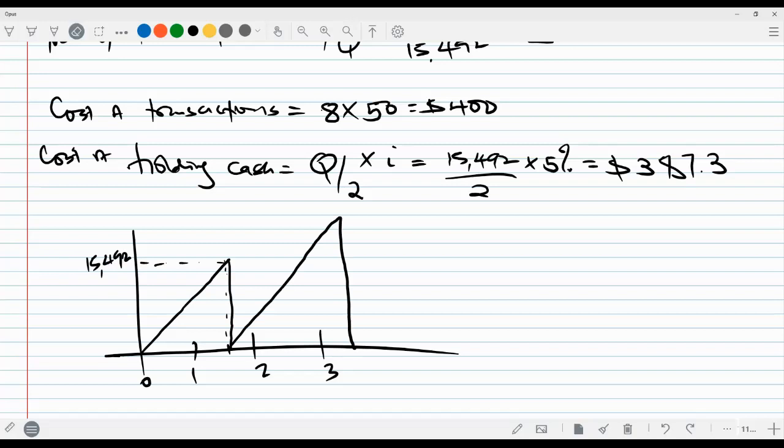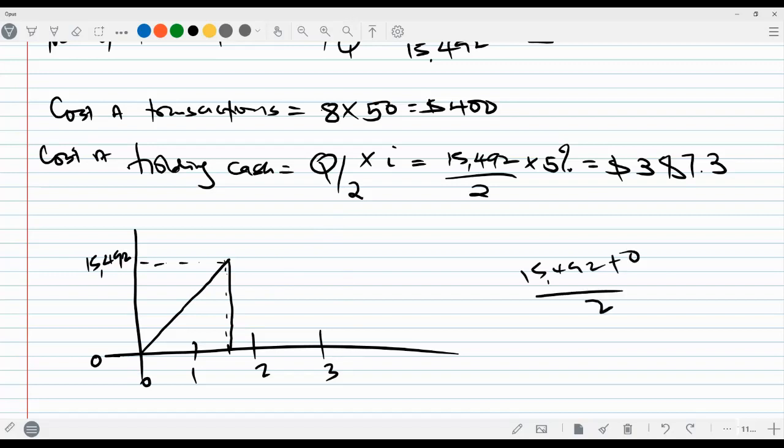This is going to be a cycle, which means the highest is 15,492 and the lowest is 0. What's the average? We divide 15,492 plus 0 by 2. Yes, so it's Q divided by 2. That's why it's Q divided by 2: to get the average amount of cash that the company is keeping. That's how the holding cost works.